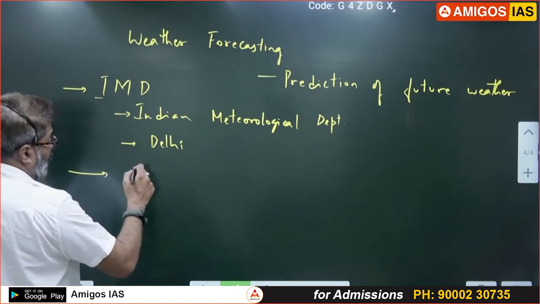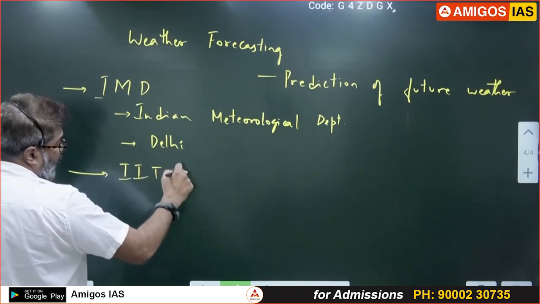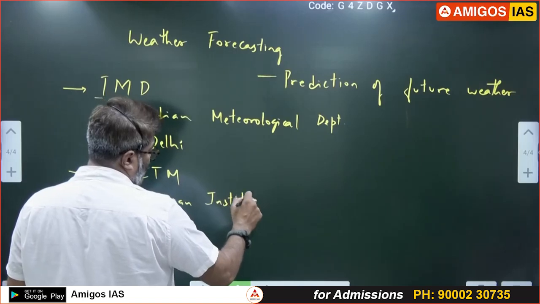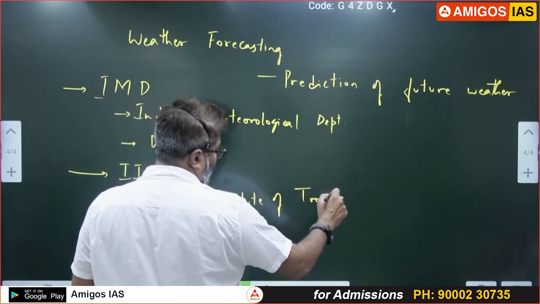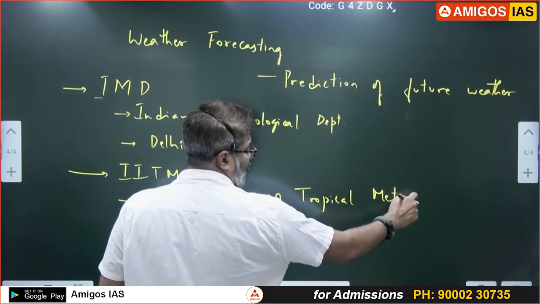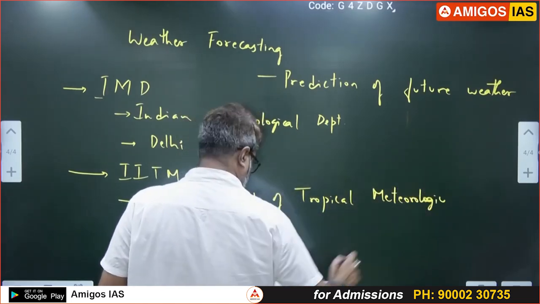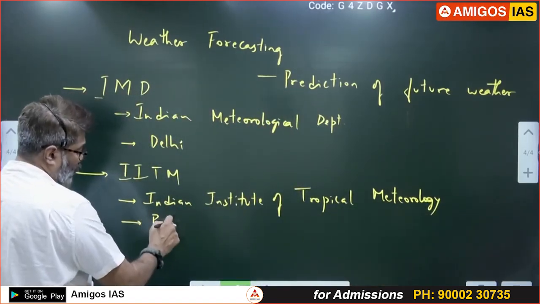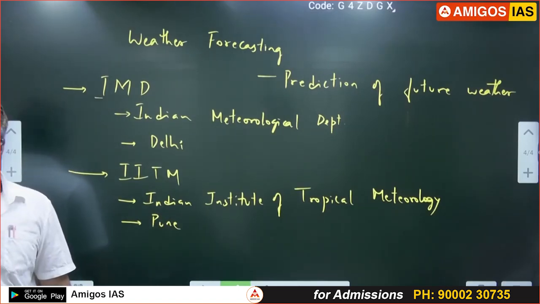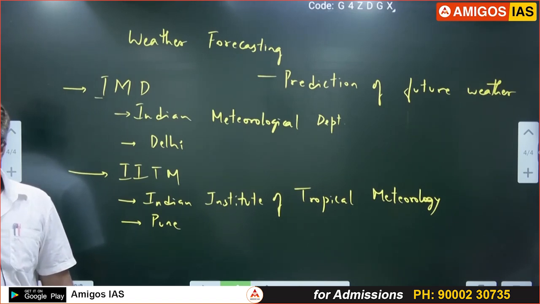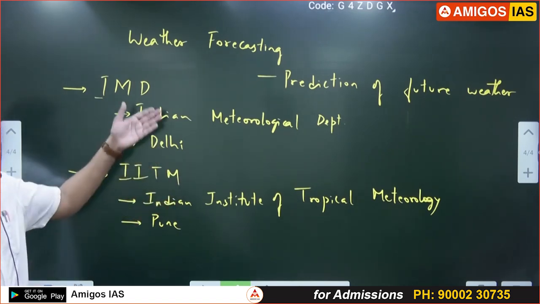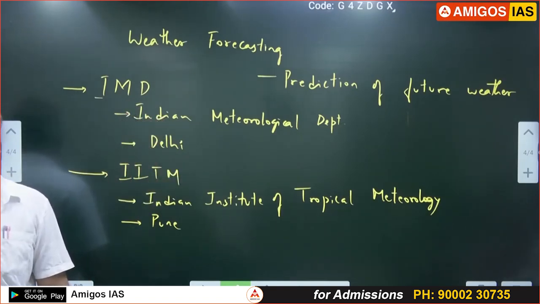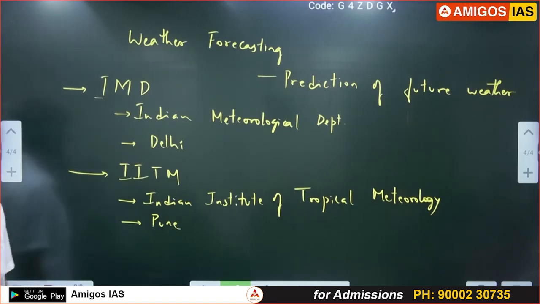Then we have IITM, Indian Institute of Tropical Meteorology, because we are in which region? Tropical, subtropical. Tropical Meteorology, Pune. This is related to human resource development, research and development, R&D. They train scientists in IITM who will go on to work in IMD. So IITM is for human resource development and research. Okay. So this is one.